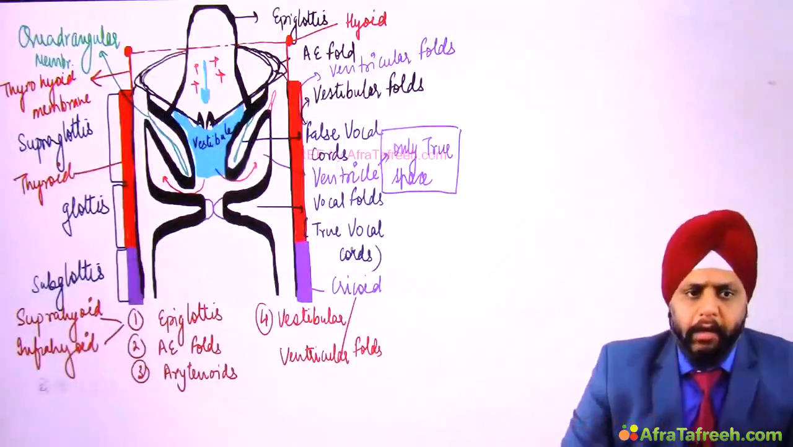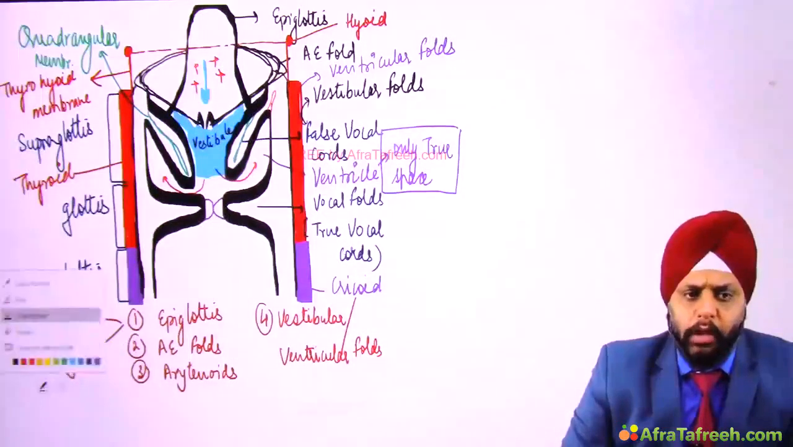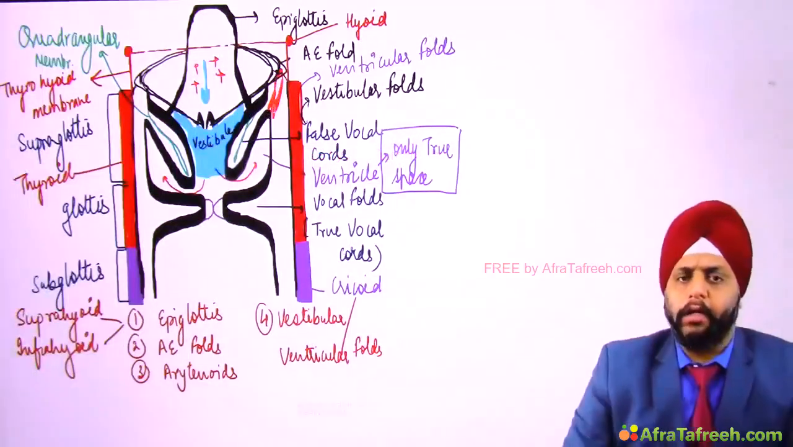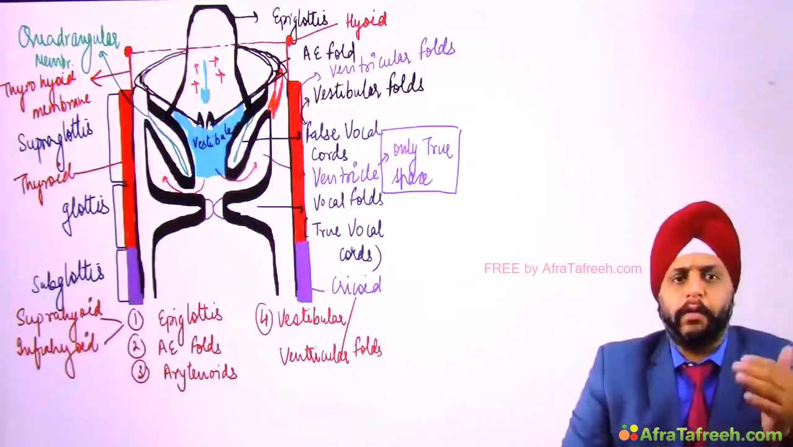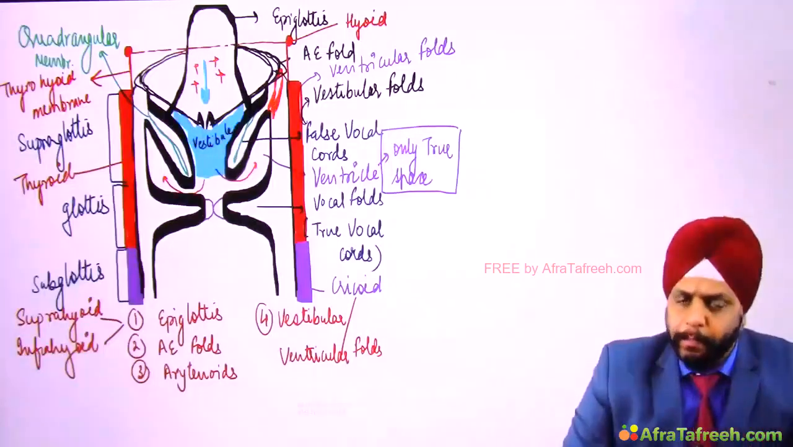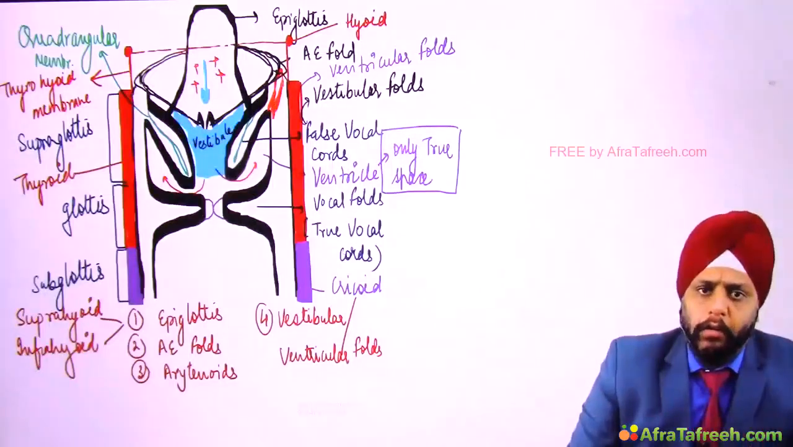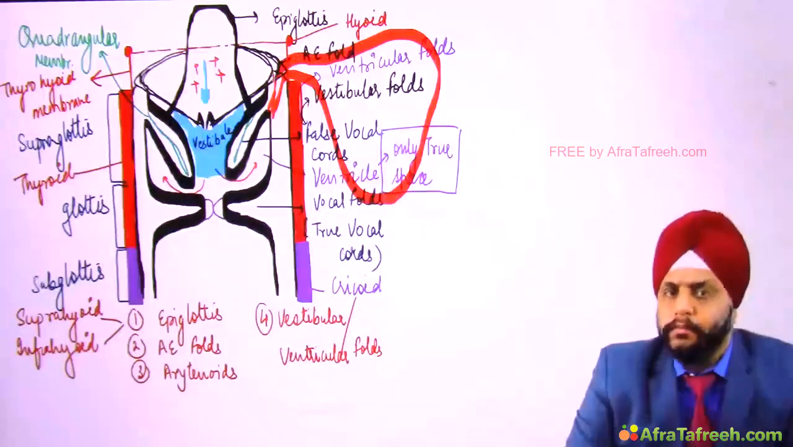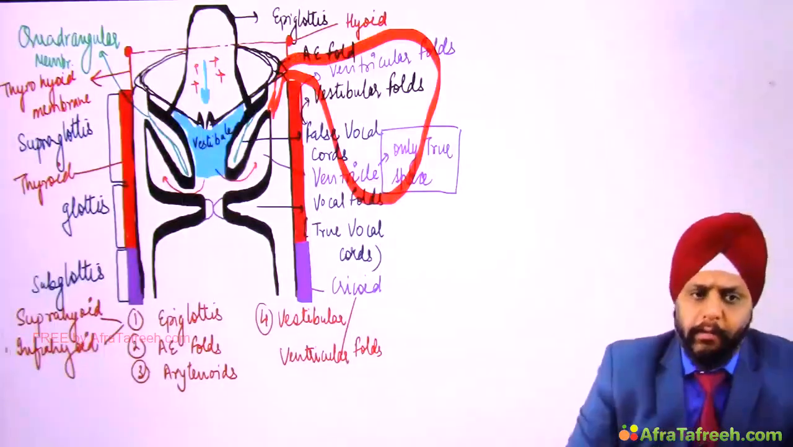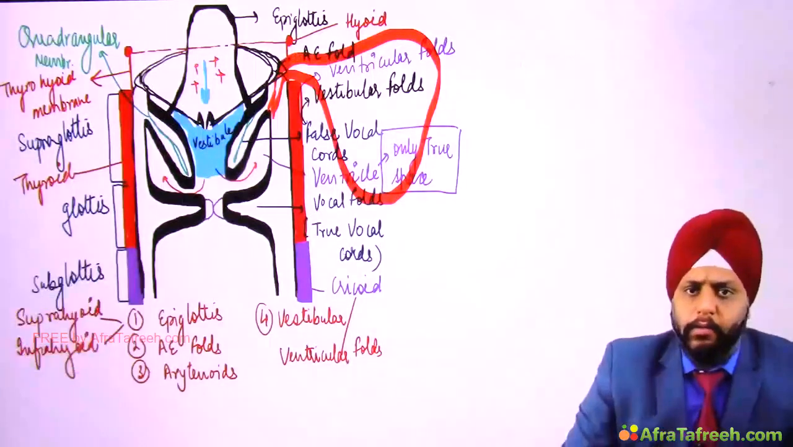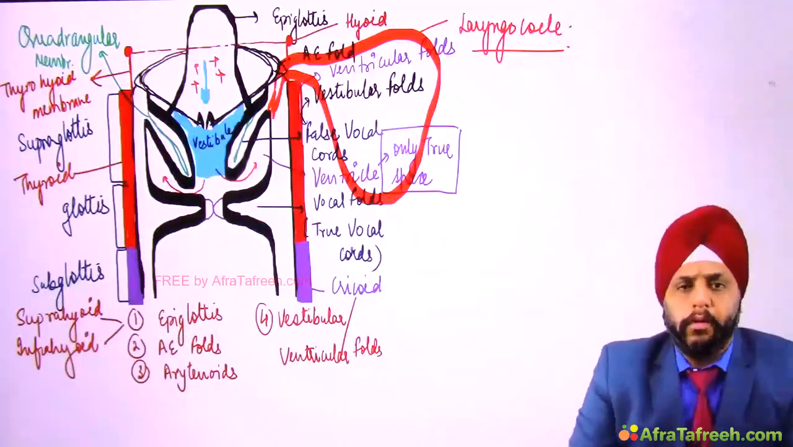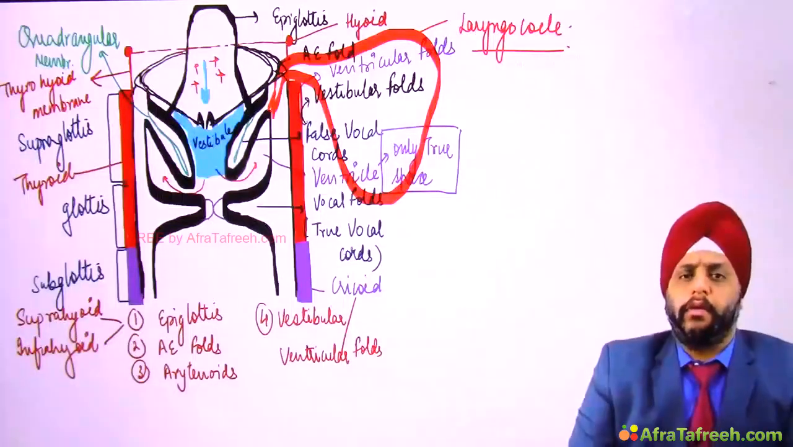Okay, and then there will come a time when this ventricle will cross the level of thyroid cartilage. You see, what do we have over the thyroid cartilage? We have thyroid membrane. And then it comes out into the neck, forming a cystic swelling. This cystic swelling in the neck, this is known as laryngocele. Okay, so this cystic swelling is known as laryngocele.